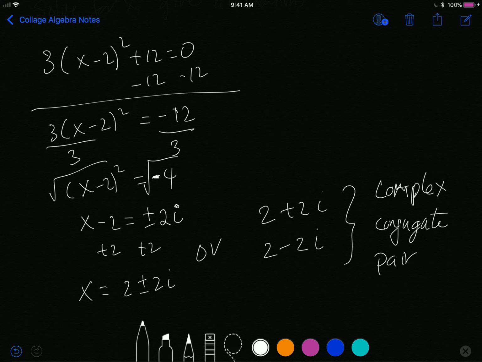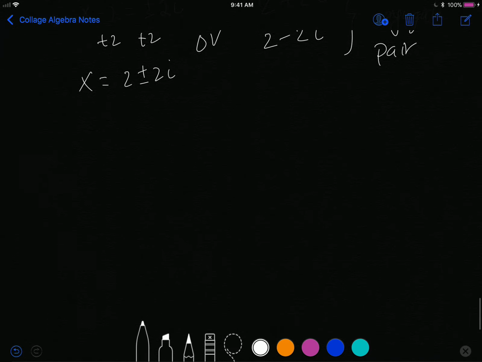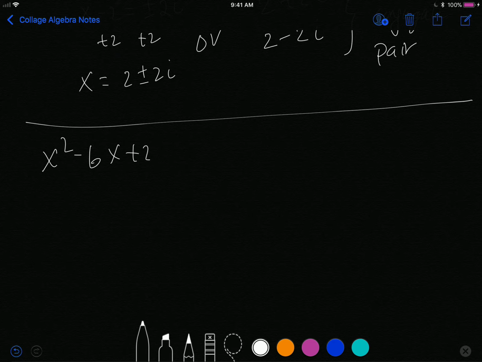Which is something that happens quite often when you're looking at your complex numbers. Let's look at another example. Let's say I have x squared minus 6x plus 25 is equal to 0, and I'm trying to solve this thing right here. But this time I'm going to solve by finding all solutions by completing the square.